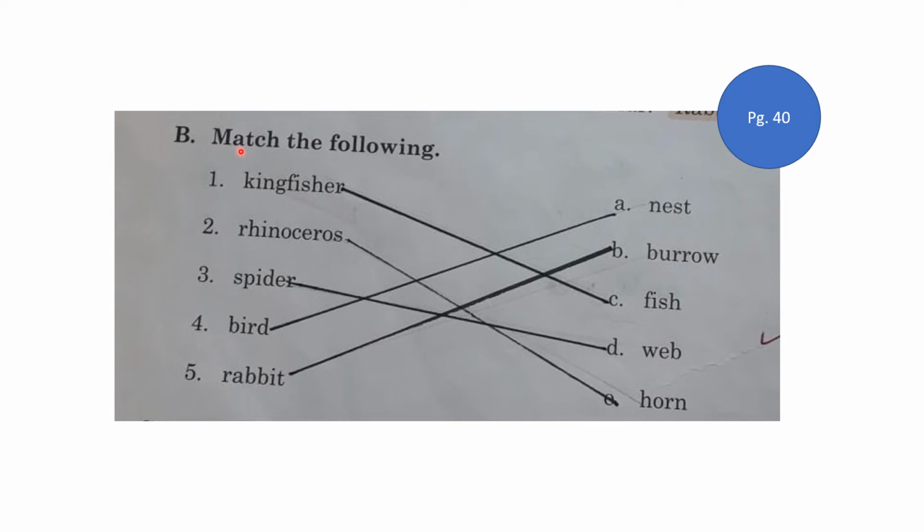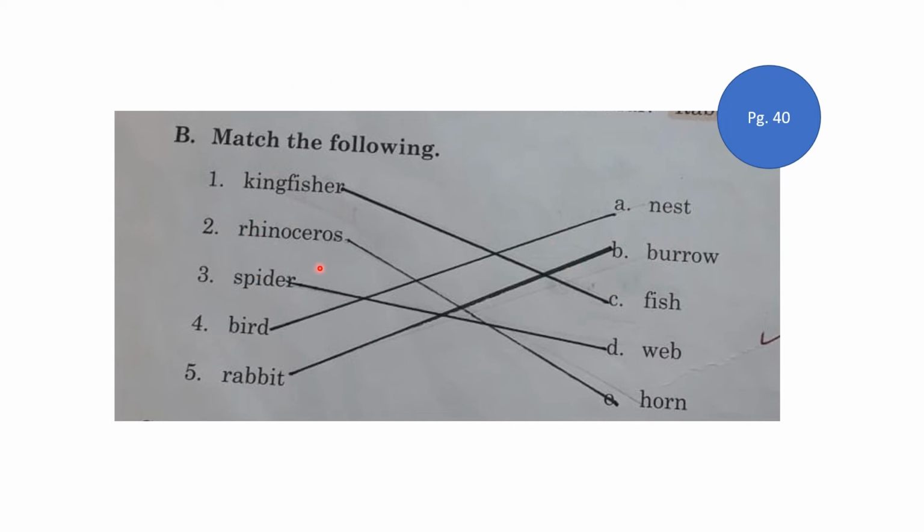Now, exercise B, match the following. Over here we have two lists. The first list is animals and the second list is their homes or some feature. So we have to match appropriate words with each other. Kingfisher. What is a kingfisher? Kingfisher is a fish. So we match kingfisher with fish, C. So if one is matched with C, you can draw a line.